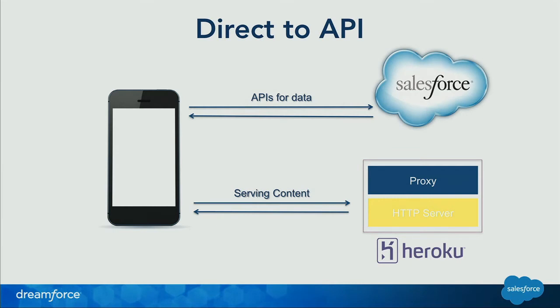The first one I'm calling here is just direct to API. So this option uses JavaScript running on the client to query the Salesforce APIs directly. Now, typically you can't do cross-domain requests like this when your JavaScript is coming from a domain that's different than the API that you're querying. But Canvas has JavaScript SDKs that handle this case for you. Let's look at another option though.